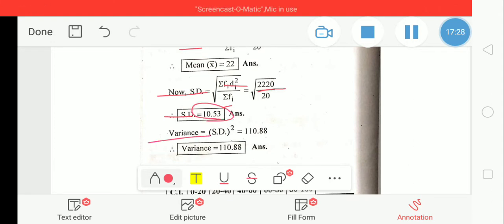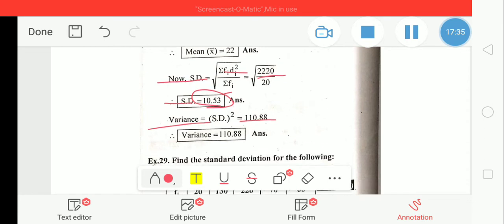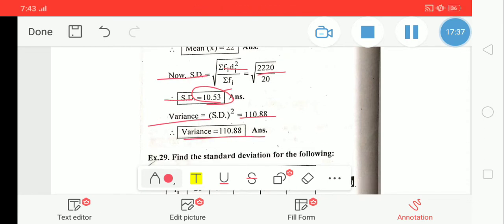So 10.53 square is 110.88. Variance is 110.88. This is the variance.